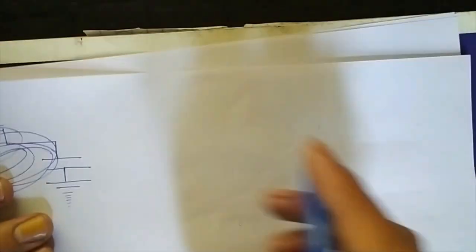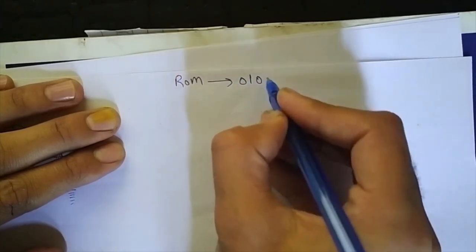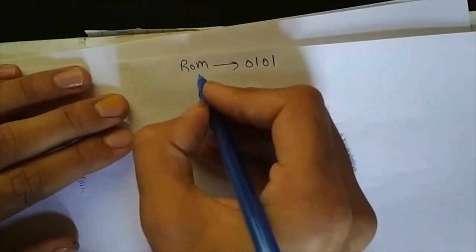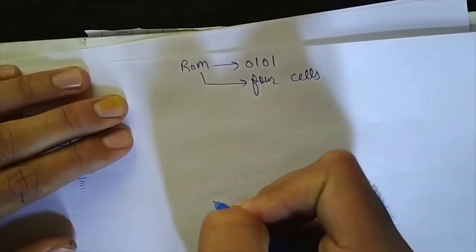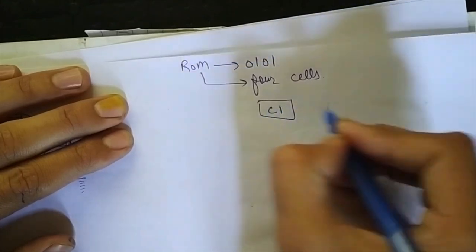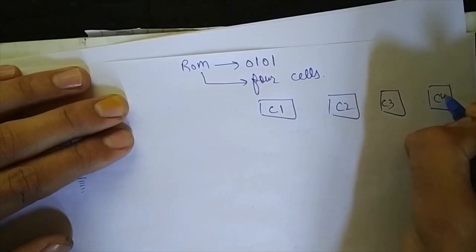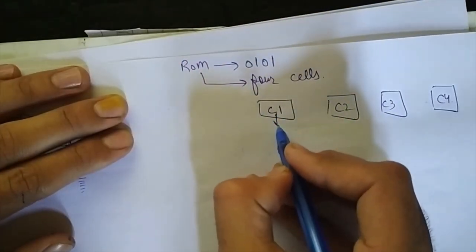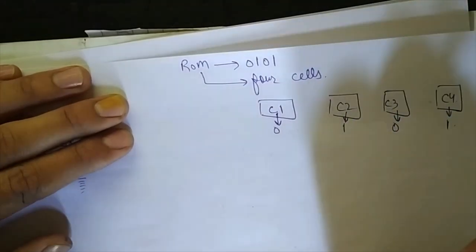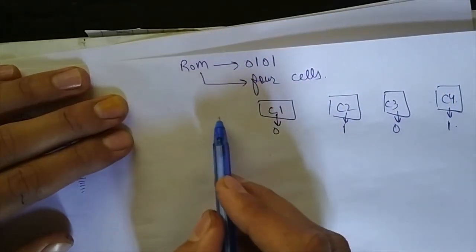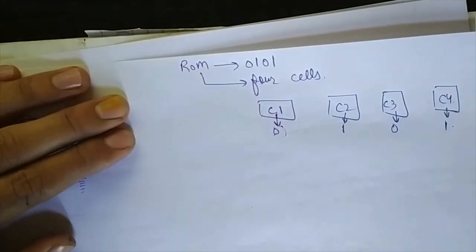Let's see how we can design a ROM that can store these bits. We want to design a ROM that should store these 4 bits. That means it should have 4 memory cells: cell 1, cell 2, cell 3, and cell 4. This cell should store 0, this should store 1, this should store 0, and this 1. And we should not be able to change this 0 from 0 to 1. Likewise for the other bits.